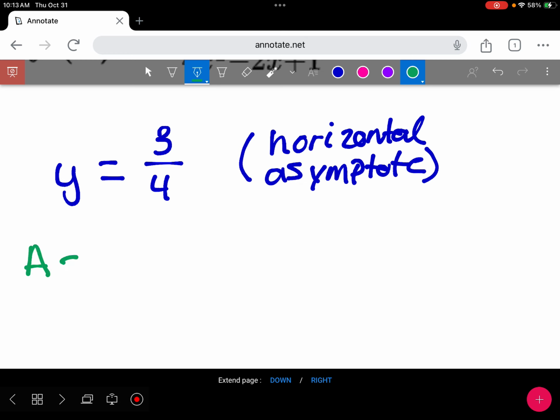So think about these ones as x approaches negative infinity. As x gets real small, what is it going to get real close to? It approaches the 3/4.